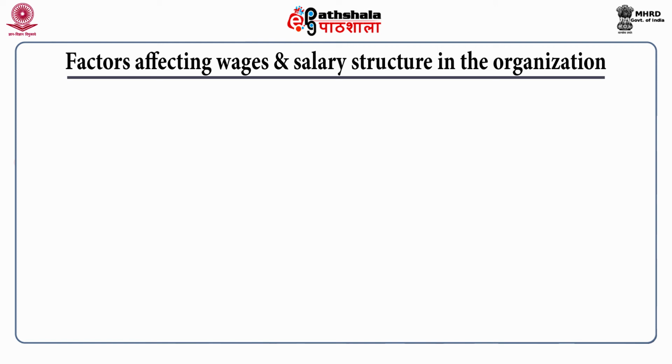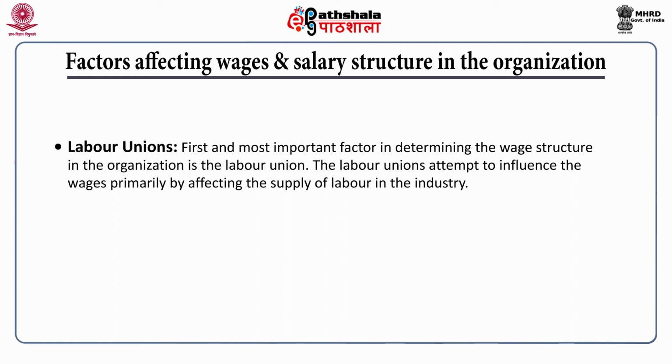The first factor is labor unions. It is the first and most important factor in determining the wage structure in the organization. The labor unions attempt to influence the wages primarily by affecting the supply of labor in the industry. The unions exert their influence for higher wages and allowances through collective bargaining with the representatives of the management. If they fail in their attempt, they resort to strike and other methods whereby the supply of labor is restricted.